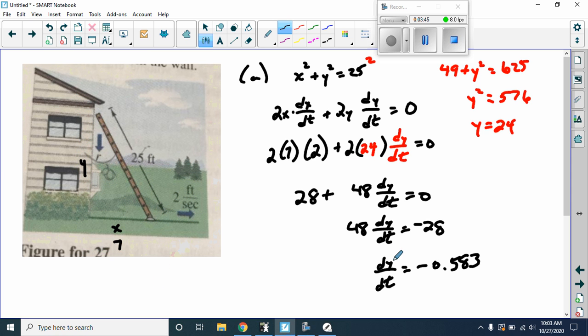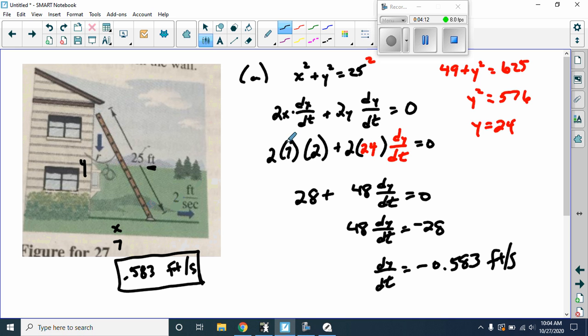0.583, the units for distance in this problem is feet, and the units for time in the problem is seconds. So side y is decreasing at a rate of 0.583 feet per second. It's asking how fast. You would probably just report the positive value, although that's not a big deal. 0.583 feet per second.